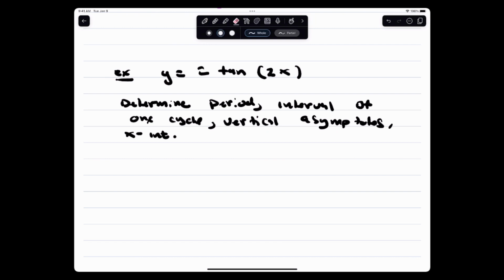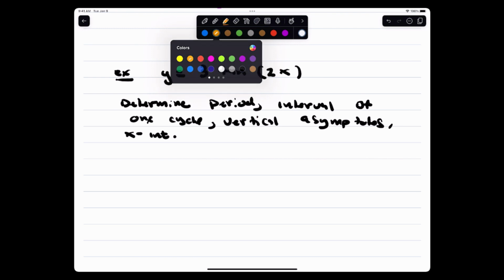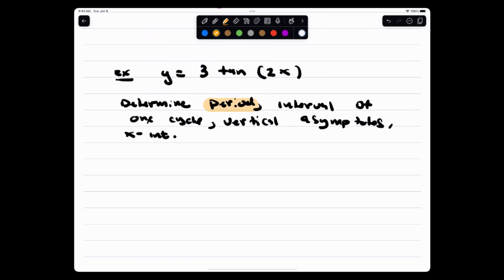And maybe we'll change this here. Well, it doesn't really matter. We could leave it as 2. Yeah, let's call it 3. Doesn't really matter here. Okay? So we're going to determine the period, the interval of 1 cycle, the vertical asymptotes, and then your x-intercept.